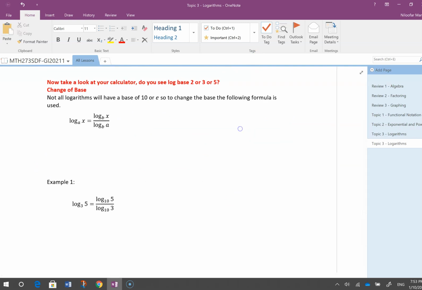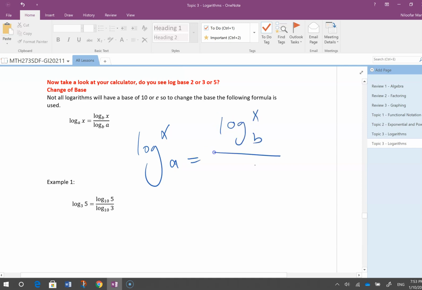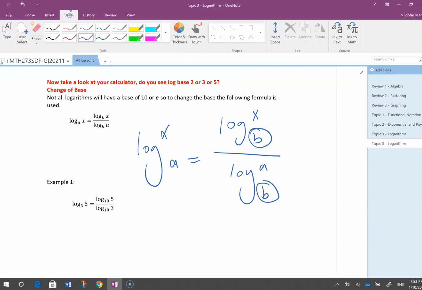How about here? This one is a very important one. This one helps you solve the problem of the calculator. What was the problem of the calculator? Your calculator just has logarithm, and that means base 10. What should I do for other bases like 2 or 3 or 5? Logarithm x base a is equal to logarithm x base b over logarithm a base b. So I just add another base.